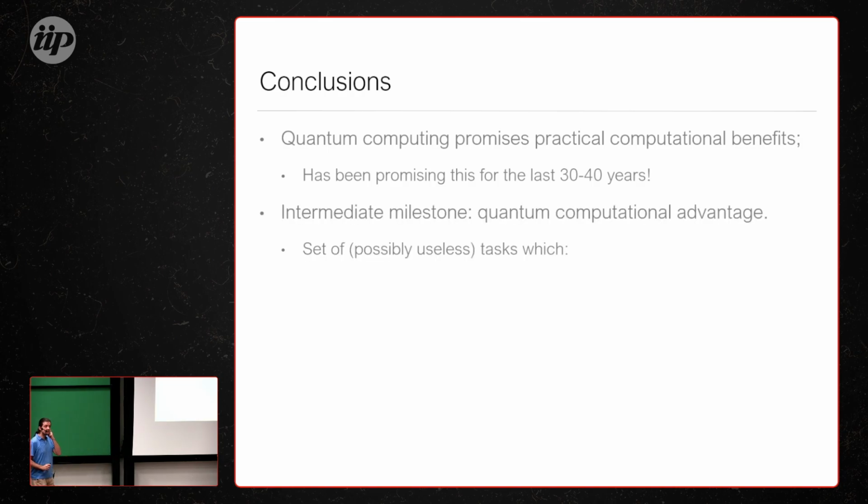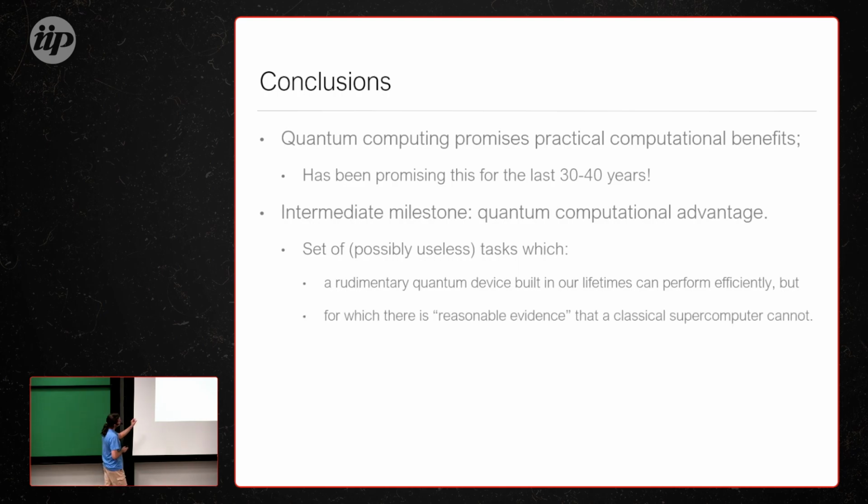So this led to the invention of this intermediate milestone, which was quantum computational advantage. The idea was of finding a set of possibly useless tasks for which, one, a rudimentary quantum device built in our lifetimes could perform. So no waiting for 1,000,000 qubits for Shor's algorithm. Let's do this while we're still alive. But for which there is reasonable evidence that a classical supercomputer would not be able to do the same thing. And this reasonable evidence has all of the field of complexity theory behind it.